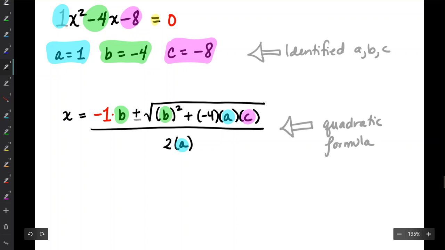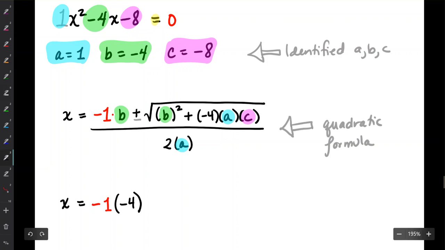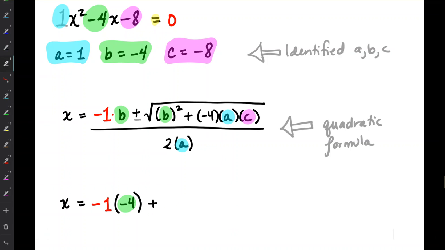So I'm going to go ahead and plug in these numbers. X is equal to the opposite of B. That's a -1 times B, and B is -4. Plus or minus, there's two answers here, and if you don't like looking at the plus or minus, I'm graying it out. If you don't like looking at the plus or minus, remember you can just work with the plus, and after you've done all your simplifying, remember, oh yeah, there's two numbers here.